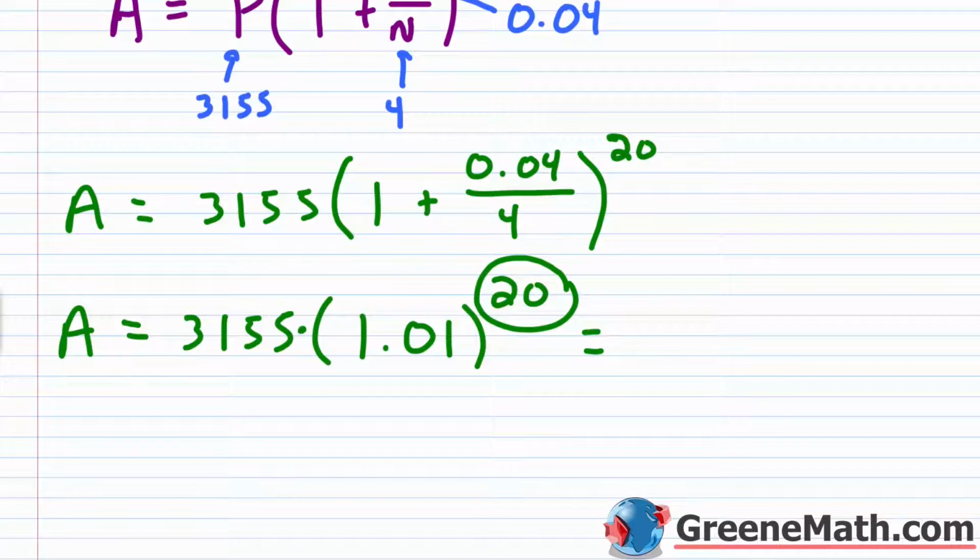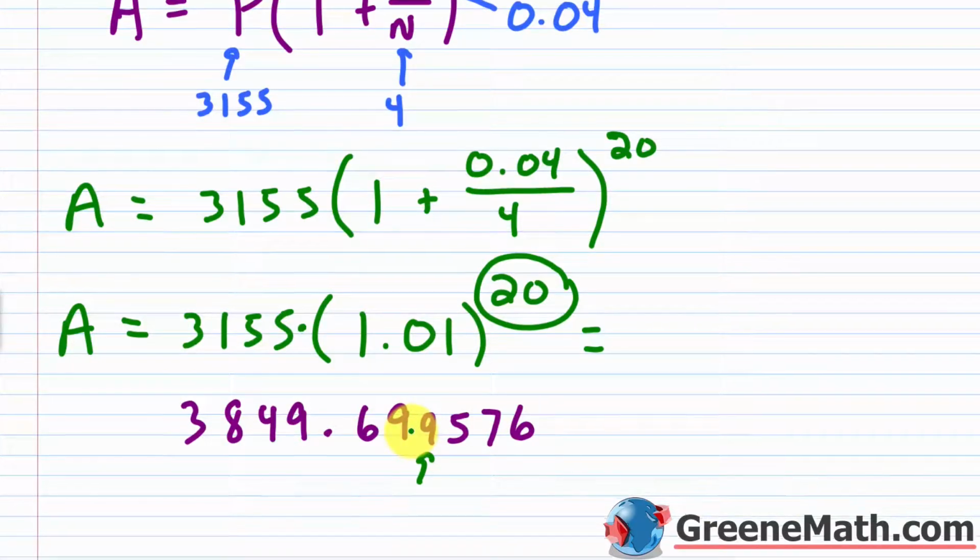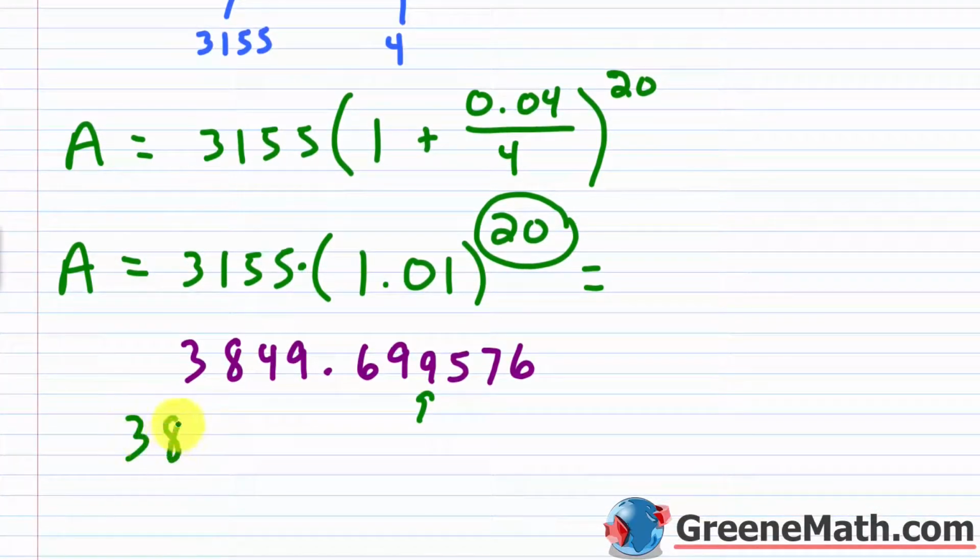So on my calculator, I get 3,849, and then I get 0.69956. Now with these problems, you're usually going to round to kind of the hundredths place. So what I want to do is think about this number here. It's a 9. So I know I'm going to round up. So I'm just going to make this a 70. So I'm going to just say that this is going to be $3,849.70. Okay. And yeah, that's an approximate amount, but in real life, this is what they would do.